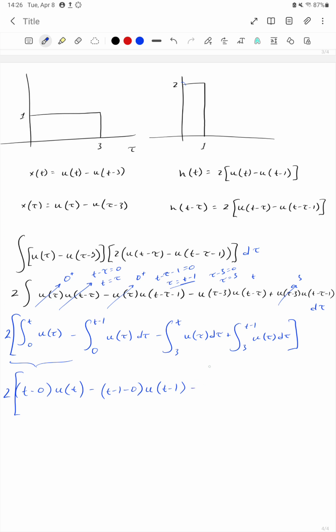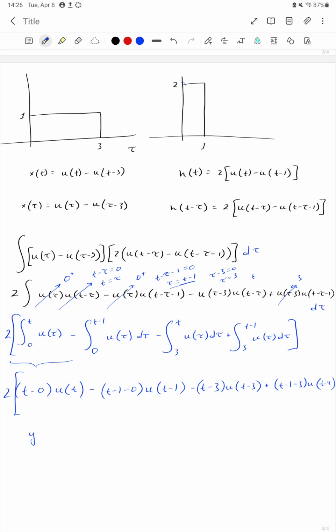Then for this one, you're going to subtract t minus 3, and this is going to be u of t minus 3. And then plus t minus 1 minus 3. So this is t minus 1 minus 3 value, right? And then this is going to be the same, which is going to be t minus 4. Simplifying it to save some space. And so that will end up being your total function.